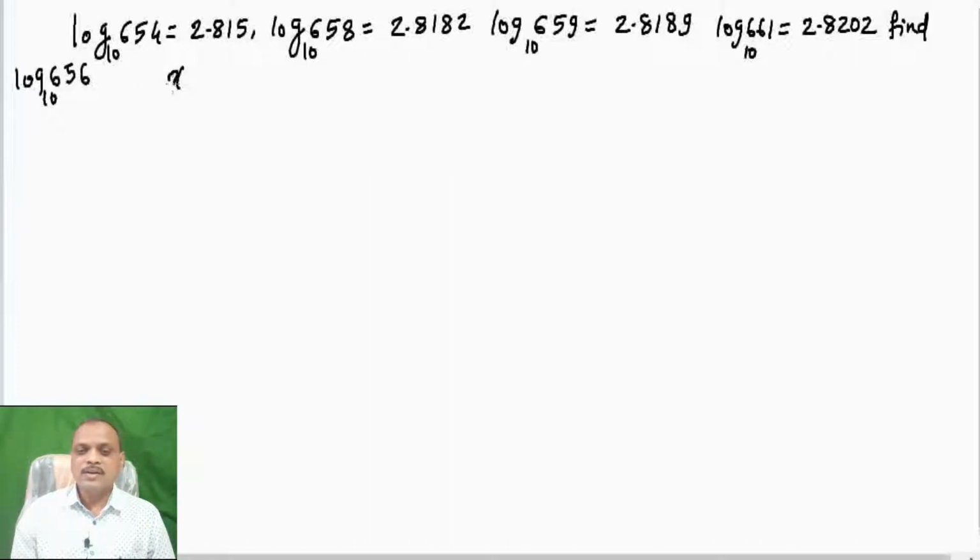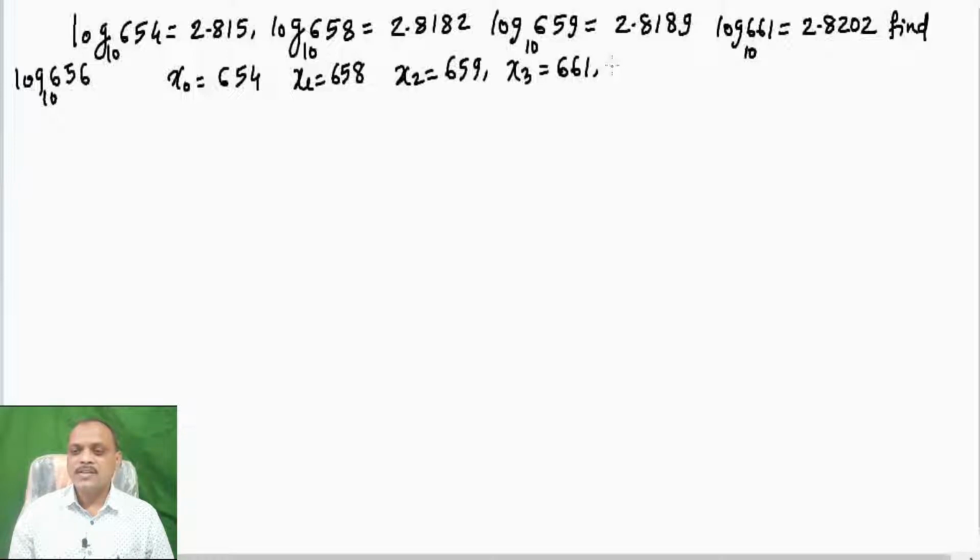x0 is 654, x1 is 658, x2 is 659, x3 is 661, and here x equals 656. Now we put these values in the Lagrange's interpolation formula.